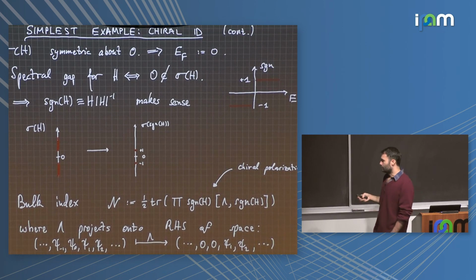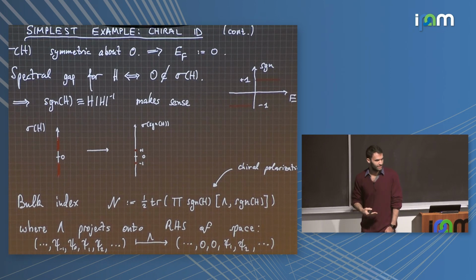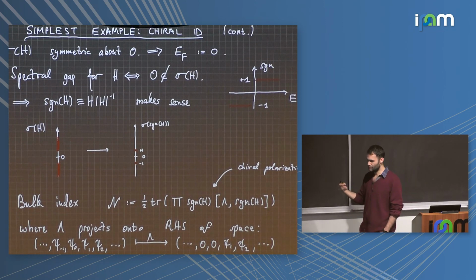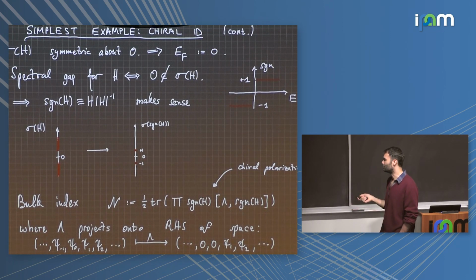And then physicists tell us that we should define the bulk index as some sort of chiral polarization. So it is a trace formula, the trace in real space, involving the chiral symmetry operator, or the flat Hamiltonian, and then a commutator of the flat Hamiltonian with lambda, being the projection onto the right-hand side of space. And why this commutator? Because if you did have translation invariance and you went to k-space, then commutator with lambda is morally equivalent to derivative with respect to k. So it is some sort of polarization.